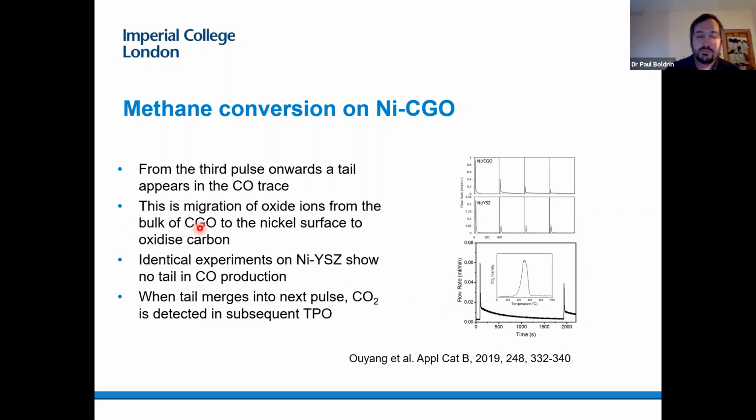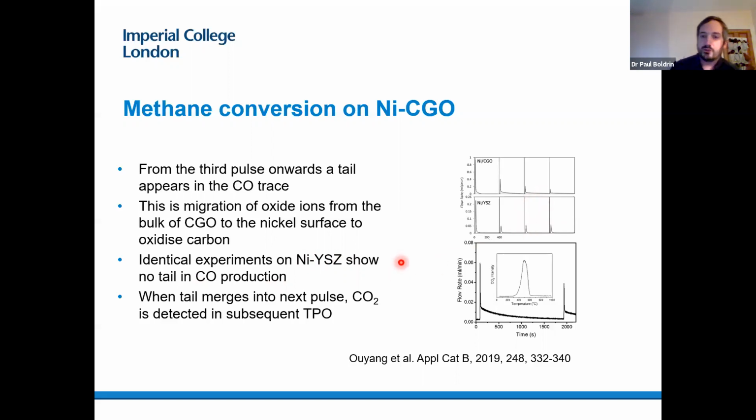And so we assume that's migration of oxide ions from the bulk of the CGO to the nickel surface, that they're being quite slow arriving at the nickel surface. And then if we do the same on nickel YSZ, and YSZ can't supply oxygen to the nickel surface, you don't get any tail, you can see in these ones.